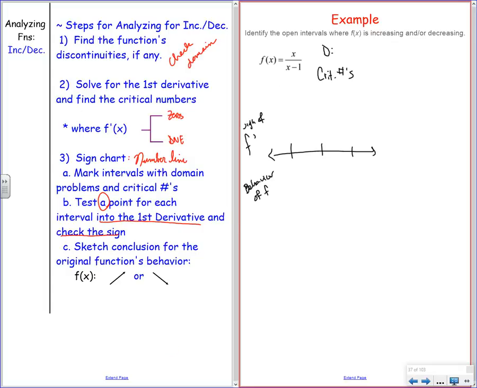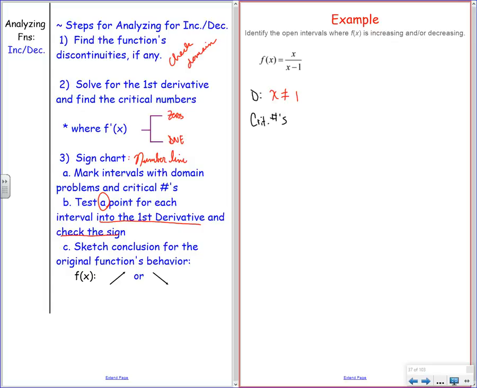So let's go ahead and start back at the beginning. Before we do anything else, we need to talk about the domain. Kiddos, what is the domain of this function? Good, the denominator cannot be 0. So x cannot equal 1. Are we okay? Denominator can't equal 0, x cannot equal 1.